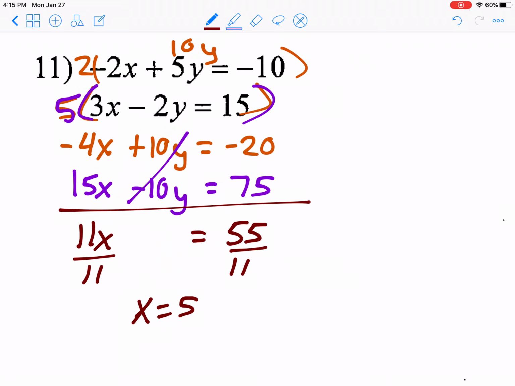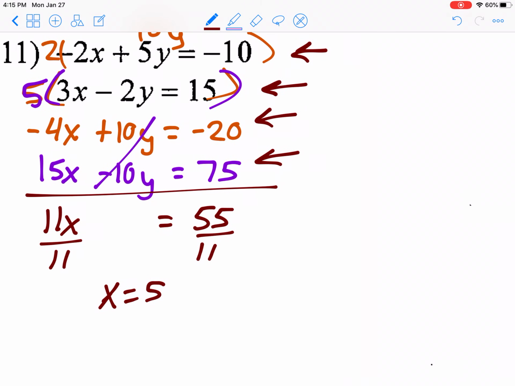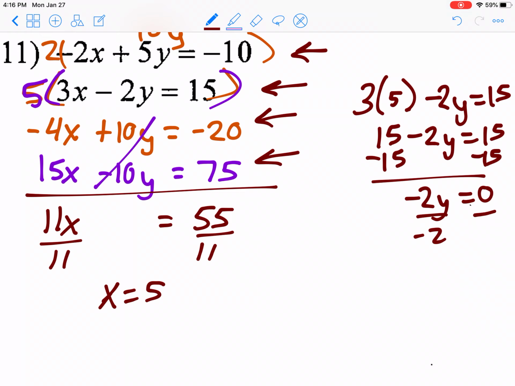Now I have 4 equations I can plug it into. Lots of choices. So let's just do the second one. 3 times 5 minus 2y equals 15. 15 minus 2y equals 15. Negative 2y equals 0. y equals 0.